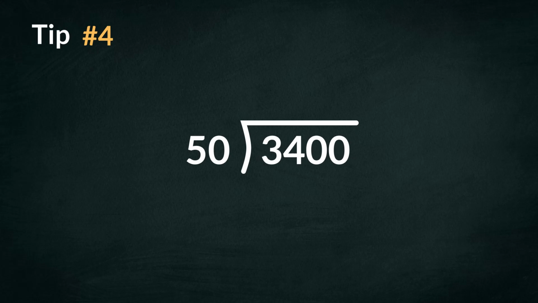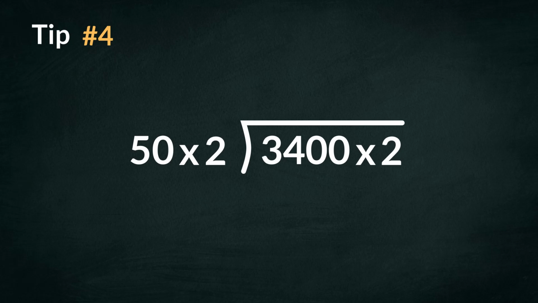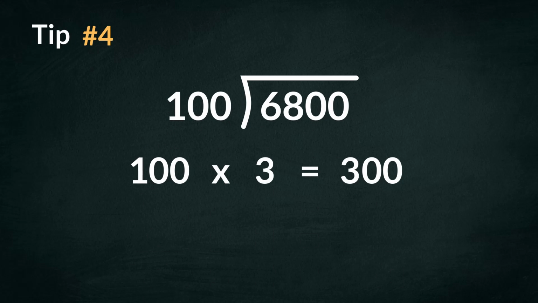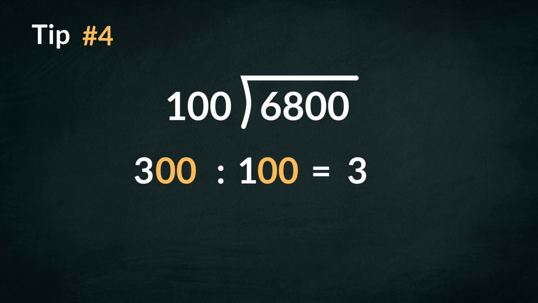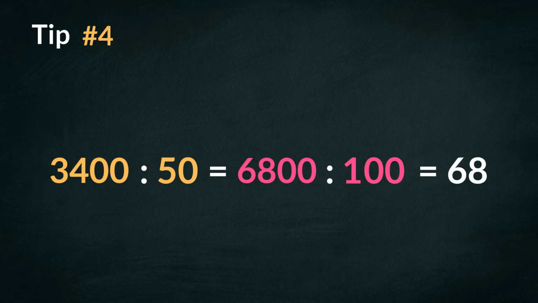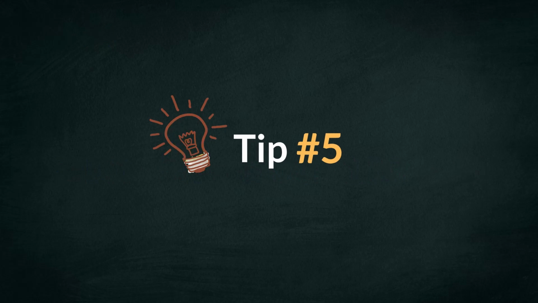For example, 3,400 divided by 50 seems like a pretty complicated division. But if you double up both 3,400 and 50, you'll get 6,800 divided by 100. And since multiplying by 100 means the product will have 2 zeros at the end, dividing by 100 is taking 2 zeros away from the dividend. 6,800 divided by 100 equals 68. It might surprise you, but the result is the same if we divide 3,400 by 50. Pretty neat, right?